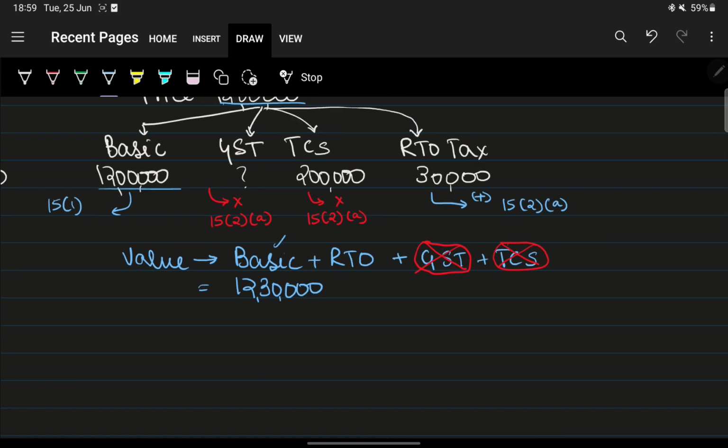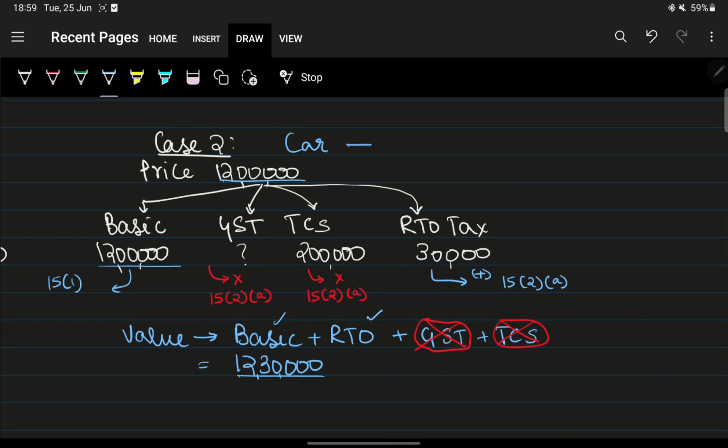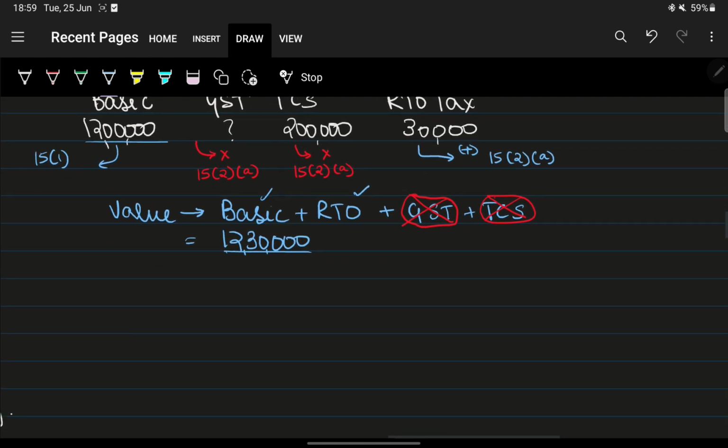Here, basic of 12 lakhs, RTO of 30,000, total of 12 lakh 30,000. And suppose, for example purposes, the car has 28% tax. So it will be 12 lakh 30,000 plus GST of 28%, which is 15 lakh 74,400 rupees. So this is the final price, meaning including GST.